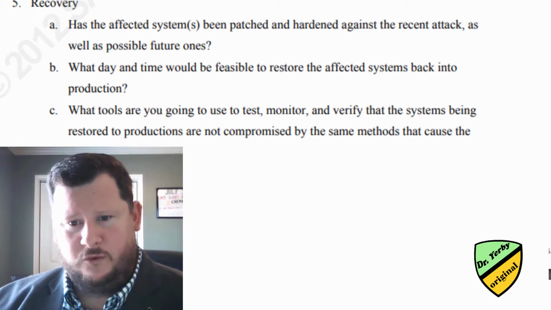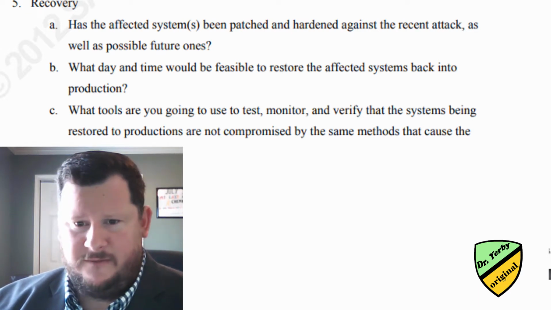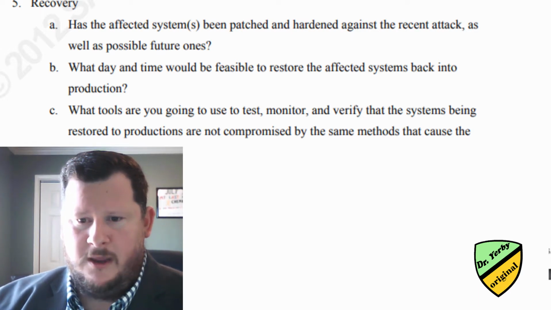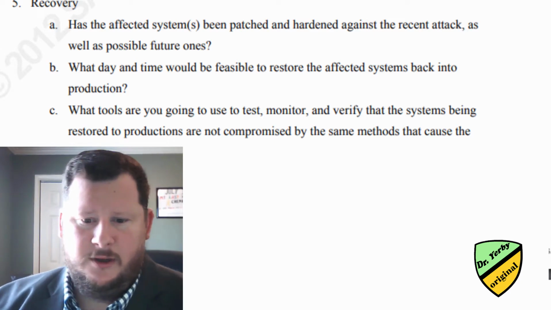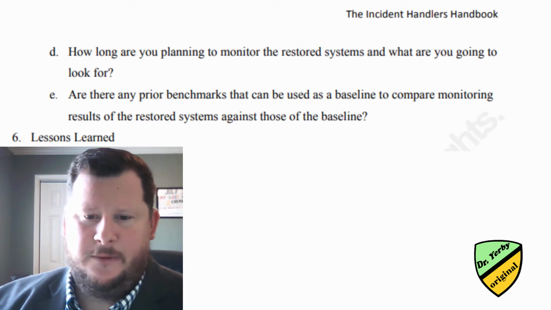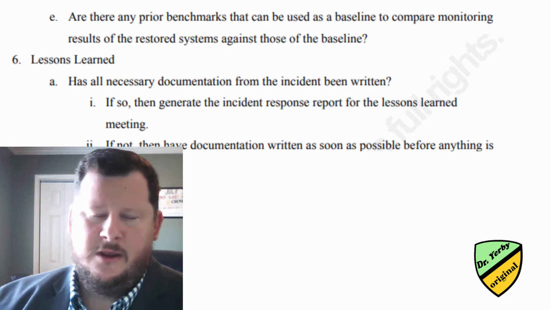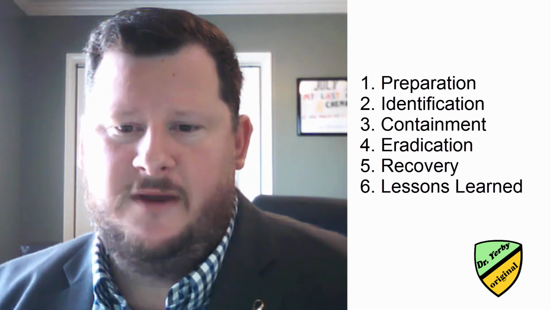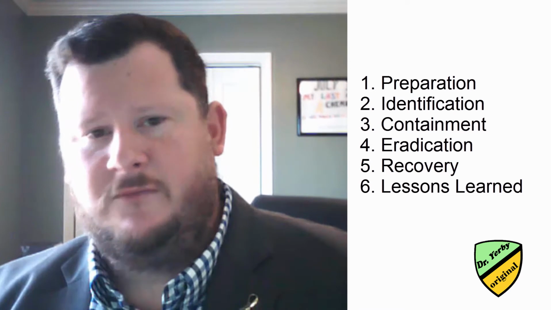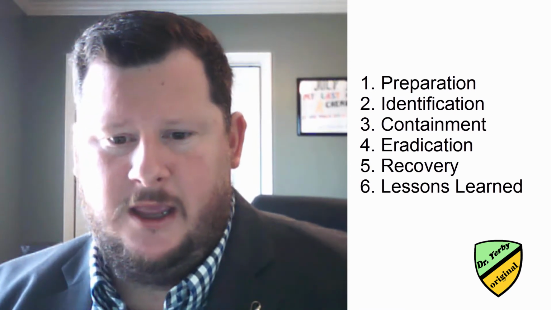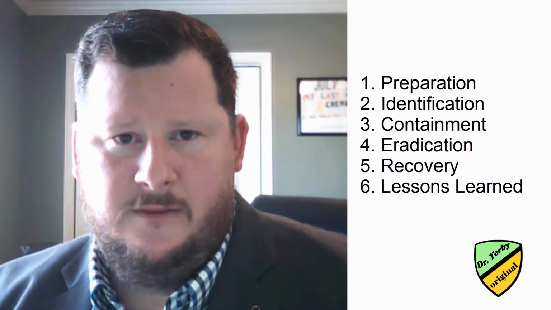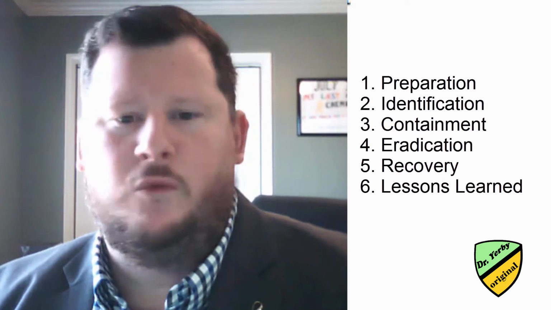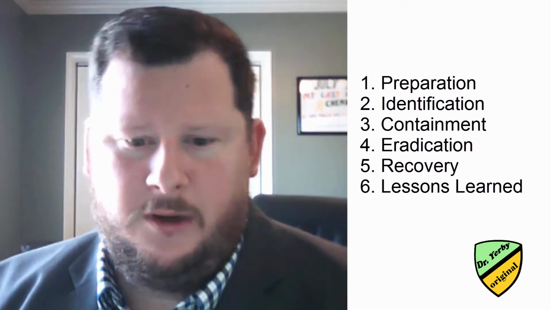And then what kind of tools are you going to use to test, monitor, and verify the systems that have been restored, and that they're functioning the way that they should? And then the sixth step in here is the lessons learned. So after you've gone through all of the work, we'll go back through the steps really quickly. You've gone through the work of being prepared, then you've identified what the incident is, then you've contained the incident, and then you've eradicated the issues, and then you've recovered what you can recover, and you're back into operating.